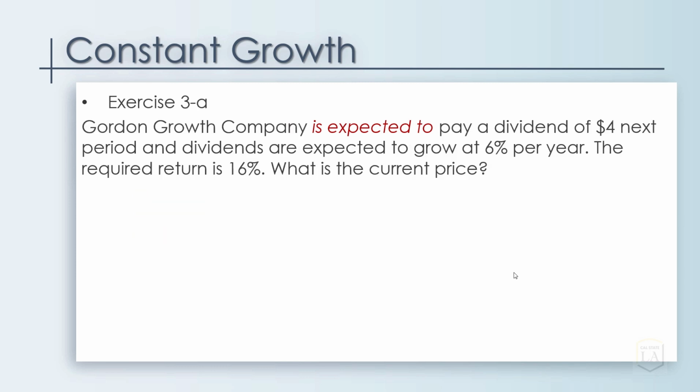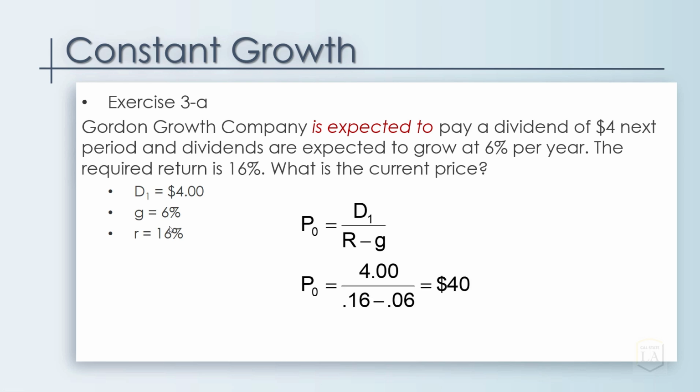Okay, and then exercise 3, the first part. Gordon Growth Company is expected to pay a dividend of $4 next period, and dividends are expected to grow at 6% per year. The required rate of return is 16%. Expected to pay means that D sub 1 would be $4. So D sub 1 is $4, growth rate 6%, R 16%. If you plug that in, the current price is going to be $40.